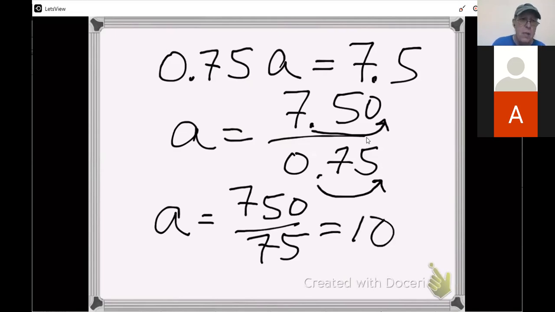Did you like that? Was that cool? Moving the decimal points around? Yeah, that's kind of awesome. Right, so the answer there, Aaron, was A equals 10.